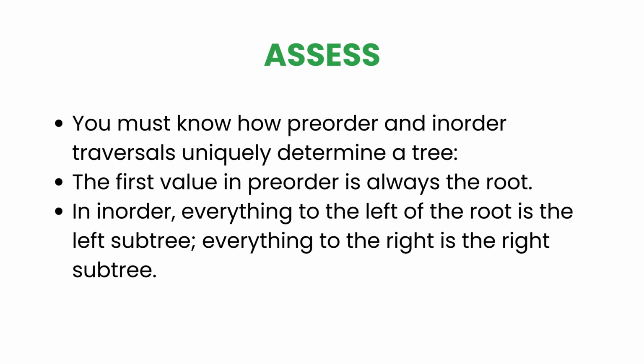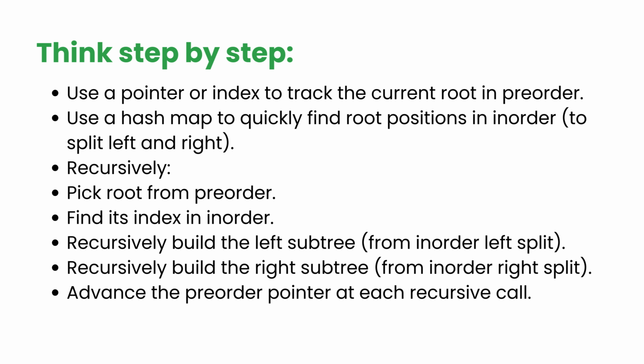Let's assess. What's tricky? You must know how preorder and inorder traversals uniquely determine a tree. The first value in preorder is always the root. In inorder, everything to the left of the root is the left subtree. Everything to the right is the right subtree. Think step by step. Use a pointer or index to track the current root in preorder. Use a hash map to quickly find root positions in inorder, to split left and right.